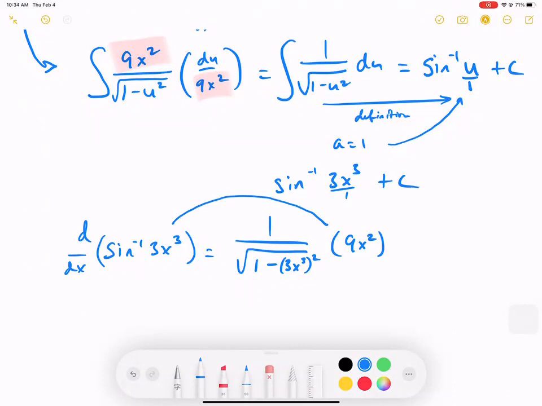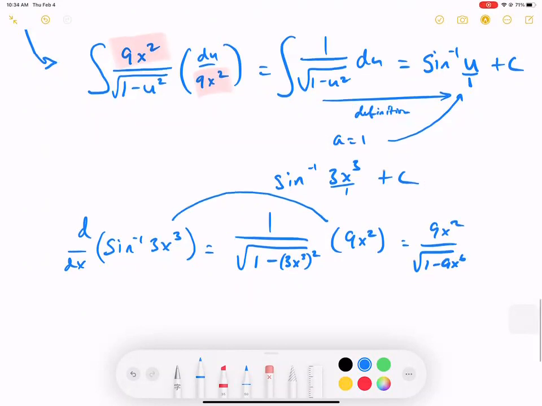Easy peasy, right? That's where we end up with 9x squared over the square root of 1 minus 9x to the 6, which is where we started from. Okay, right. So you can kind of see the idea behind it. Okay, so we're going to try a couple more problems and see where we're going to go from here.